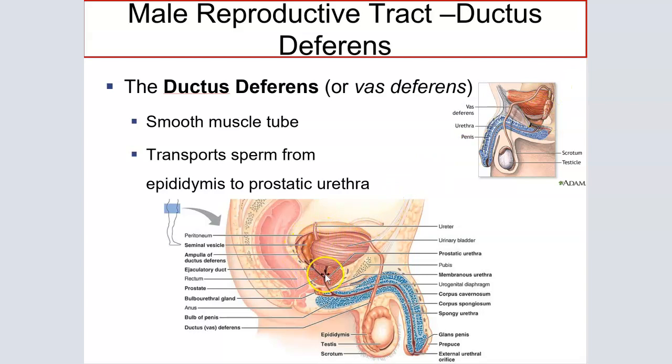And then once it gets near the prostate gland, it's actually going to blend into the ejaculatory duct. So you want to make sure you see it comes into the ejaculatory duct, and then it's going to enter the prostate gland and go into this prostatic urethra, which we'll look at shortly. So this is a very long tube. It basically just moves the sperm, and sperm can hang out here for months.